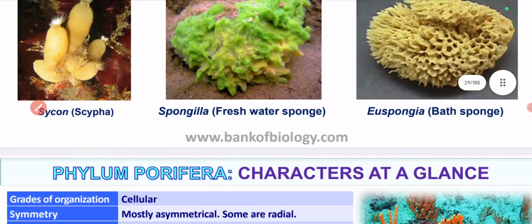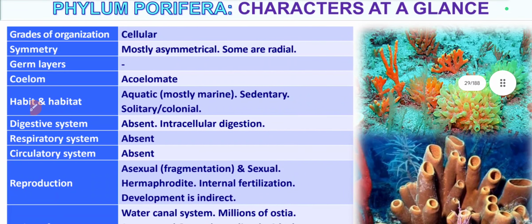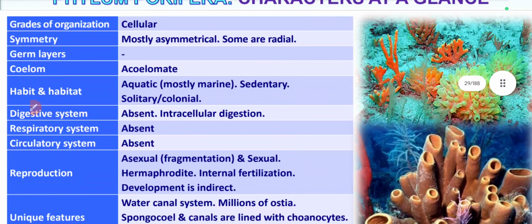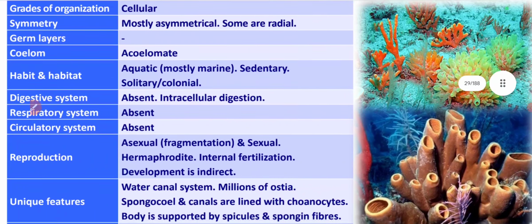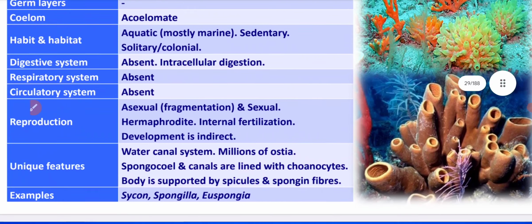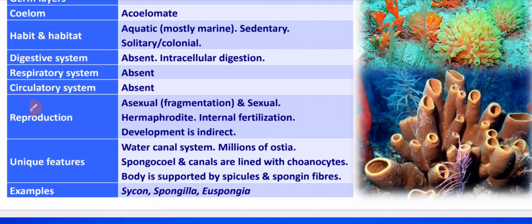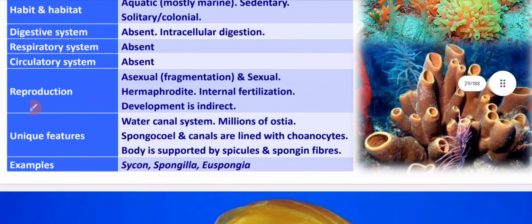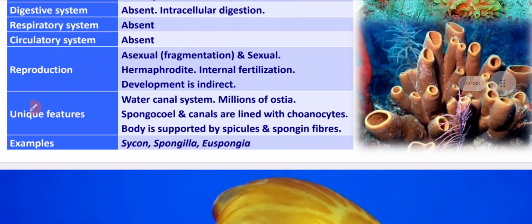Next, the characters at a glance. What are the points we covered? Grade of organism: cellular. Symmetry: mostly asymmetrical, some are radial. Germ layer absent, coelom also absent, that is acoelomate. Habitat mostly marine, sedentary, solitary or colonial. Digestive system absent, intracellular digestion, meaning digestion occurs inside the cell. Respiratory system absent, circulatory system also absent. Reproduction asexual by fragmentation and sexual. Hermaphrodite, meaning bisexual. Internal fertilization, development is indirect.